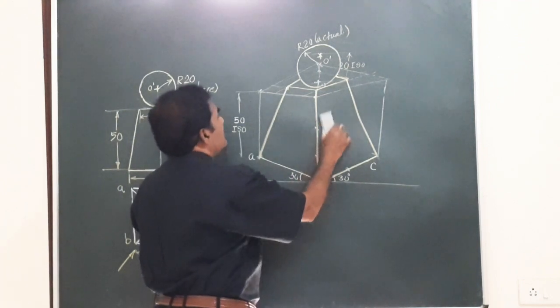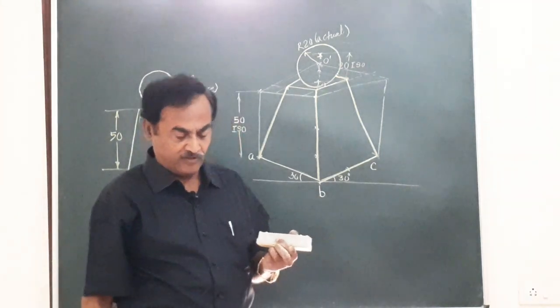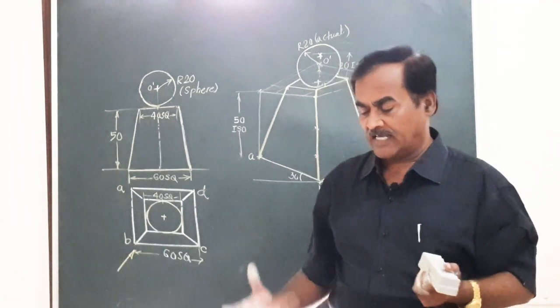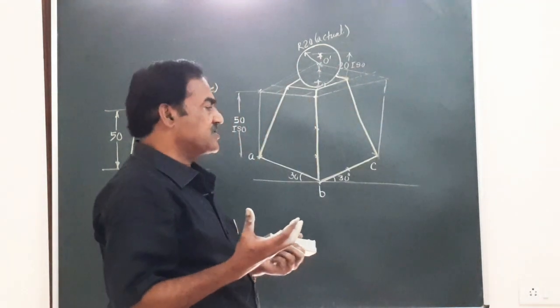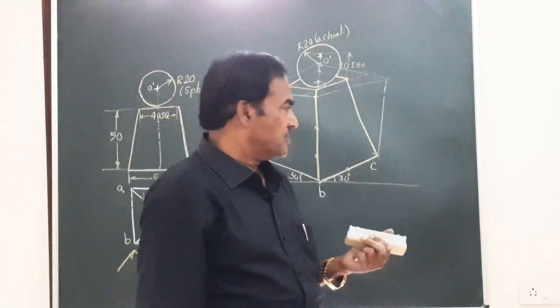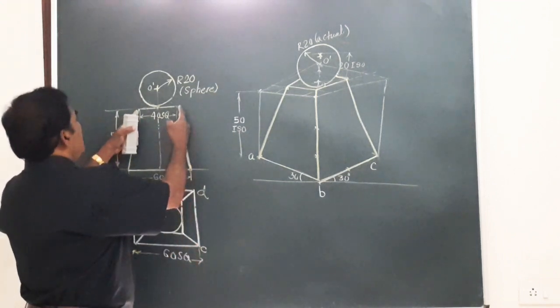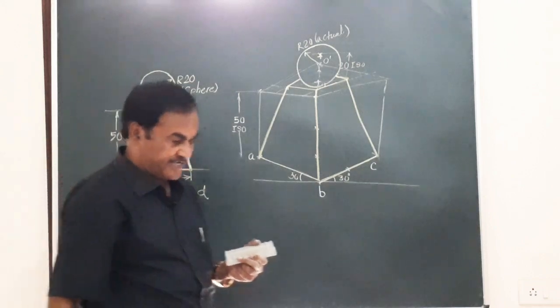So friends, this figure will give you the isometric projection of the combination of solids, wherein a sphere is placed exactly on the top face of a frustum of a square pyramid, which has the dimension of the base as 60 mm, dimension of the top face as 40 and height equal to 50 millimeter.